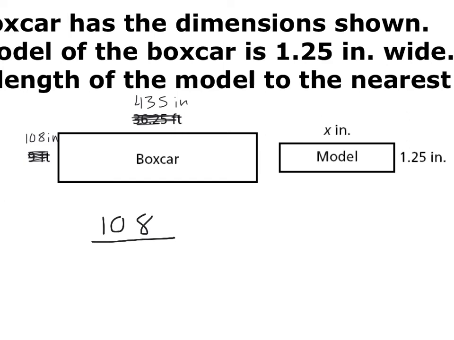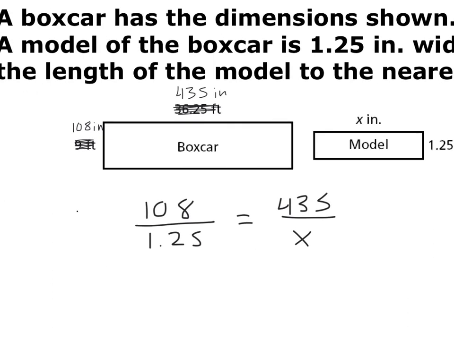What is it? 1.25. And what's that equal to? Perfect. So if we have our box car on top here and the model on the bottom.